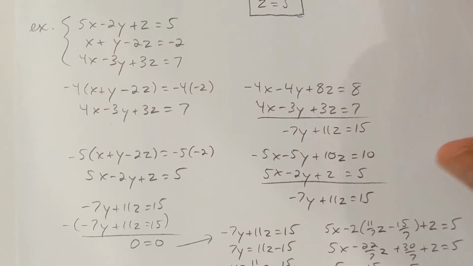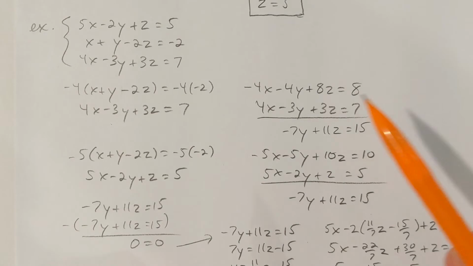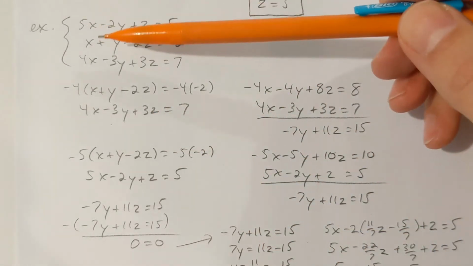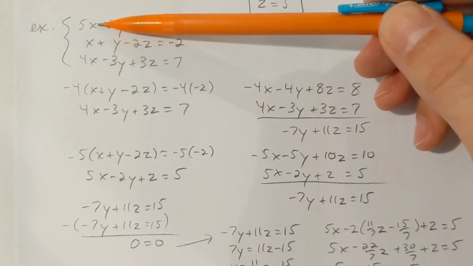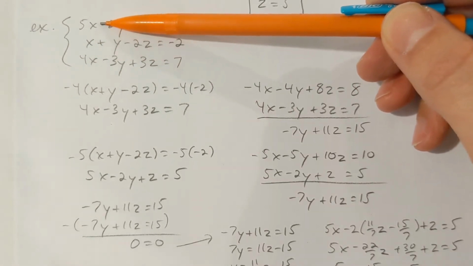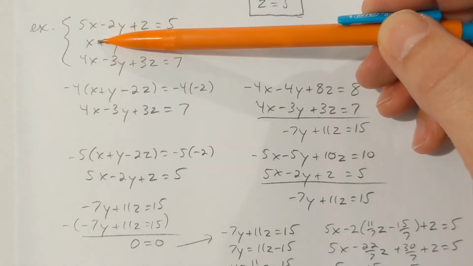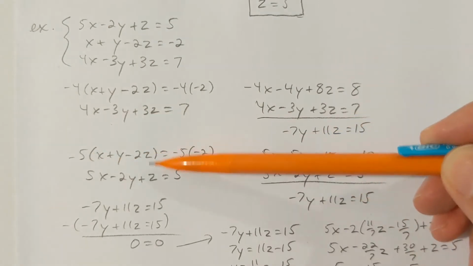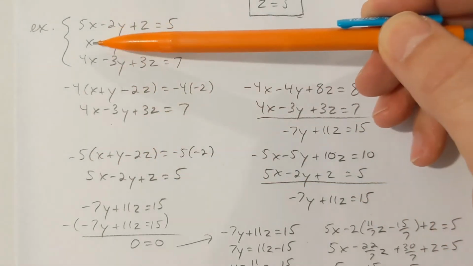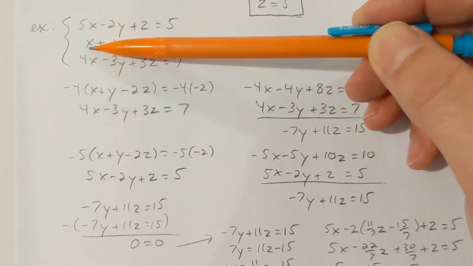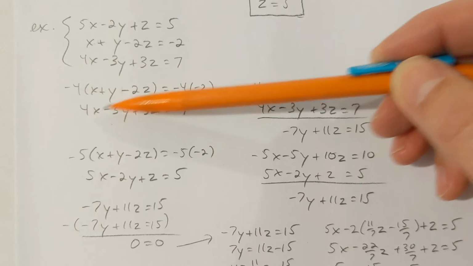Okay, here's another one. Let's eliminate x. We work with the second and first equations and then the second and third equations. With the second and the first one, I'd want to multiply the bottom equation here by -5, and then add those. With the second and third equations, I'd want to multiply the second one by -4 and then add.